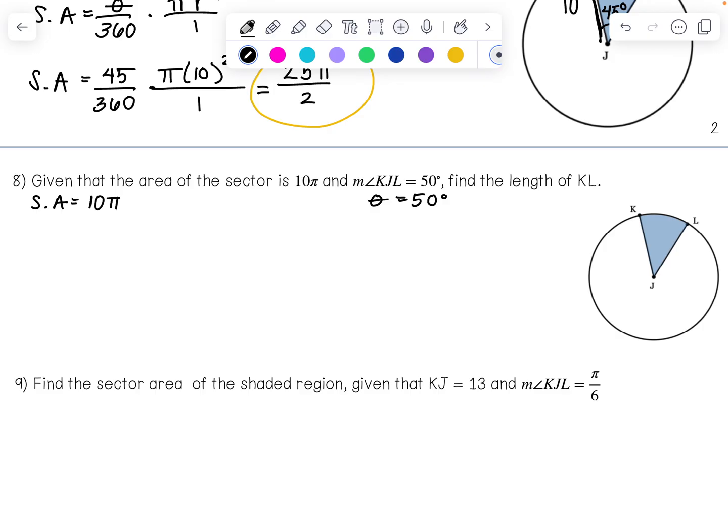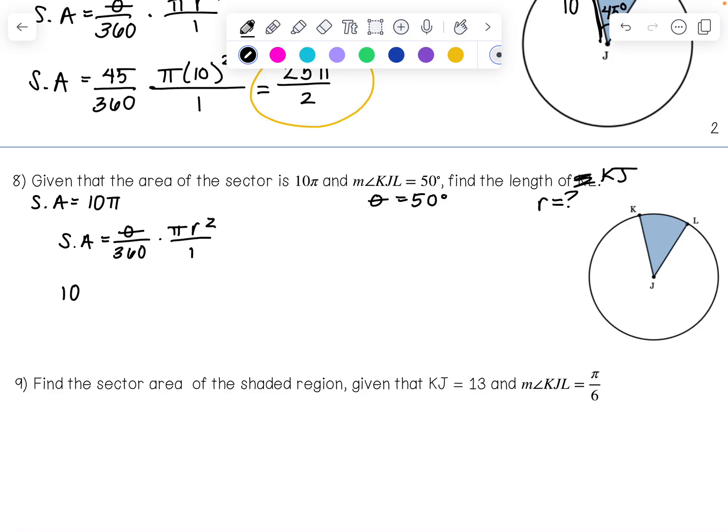Okay, you know what? In class, I did this differently. We're going to do KJ. There we go. Just change that to KJ. So we want to find the radius. Okay, so I'm going to write down my formula. So my sector area is equal to theta over 360 times pi r squared over 1.